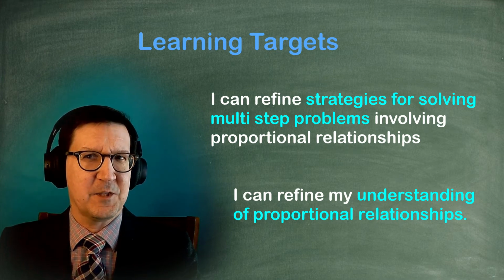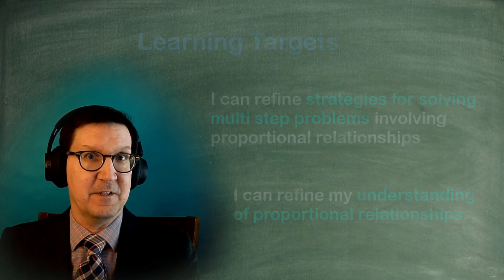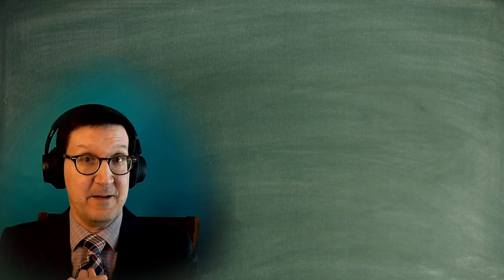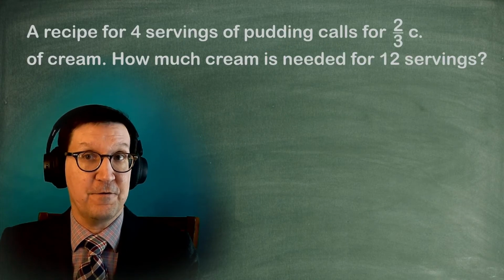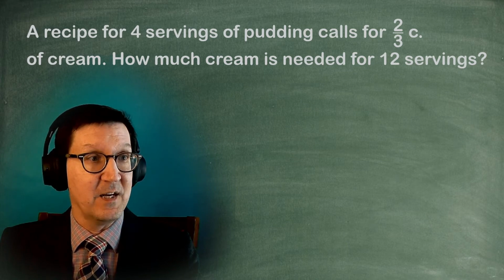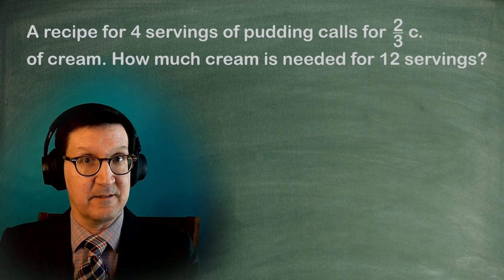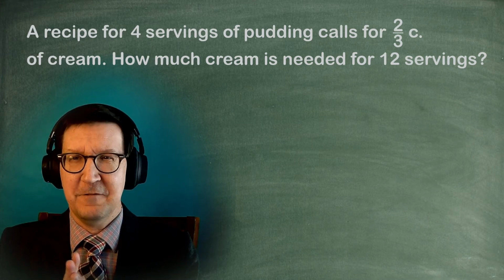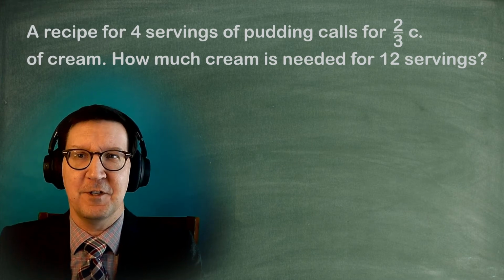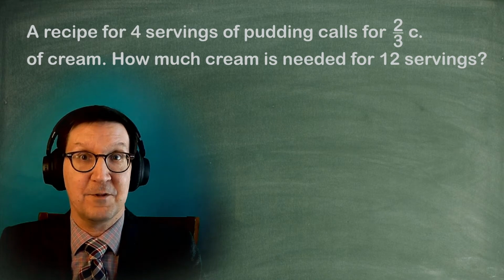Think about this problem and see if you can solve it. A recipe for 4 servings of pudding calls for 2/3 of a cup of cream. How much cream is needed for 12 servings? Spend a few minutes on that, see what you come up with, and when you come back, we'll check your work.